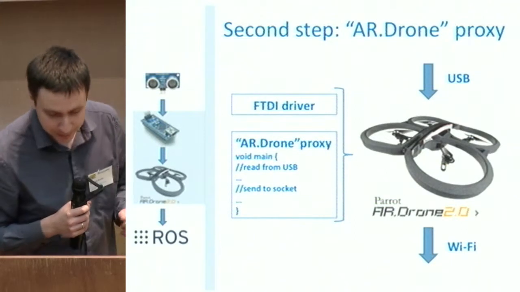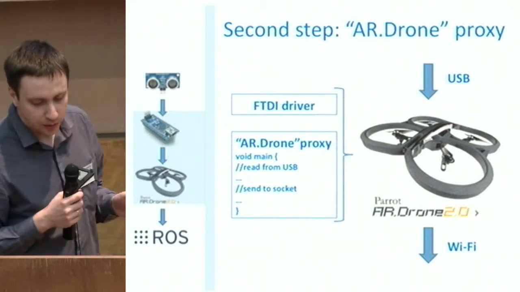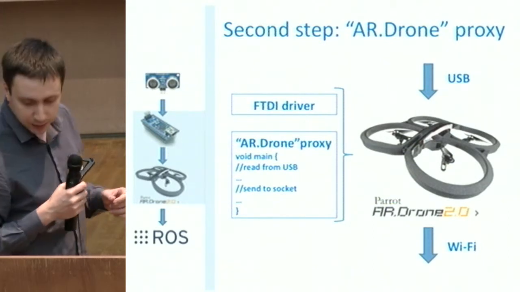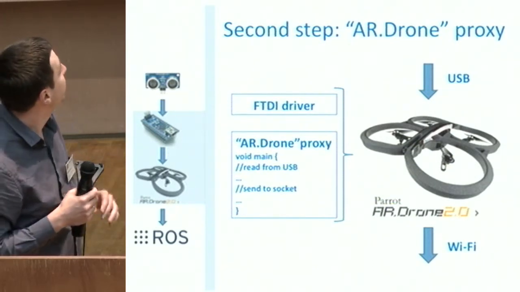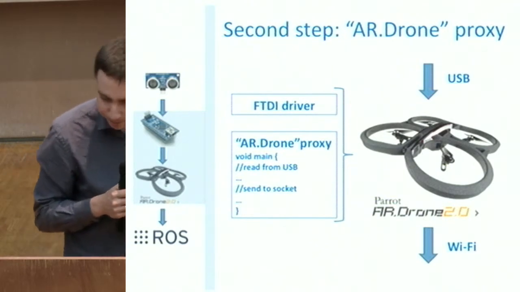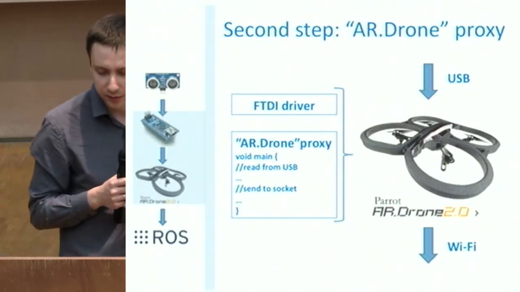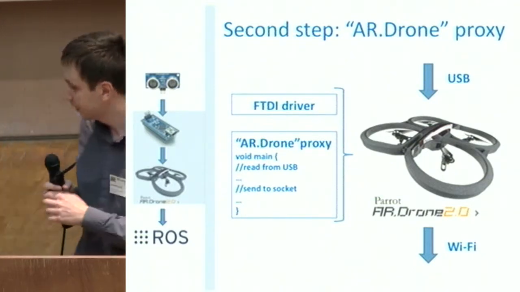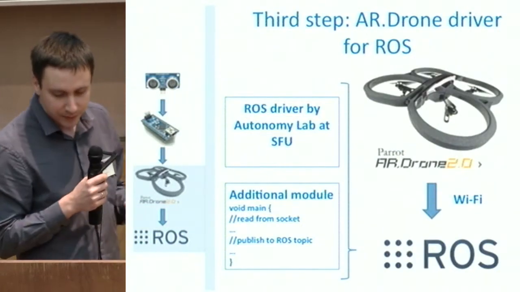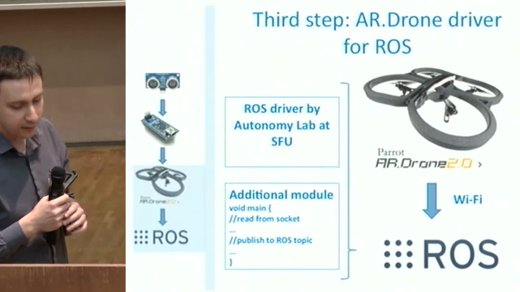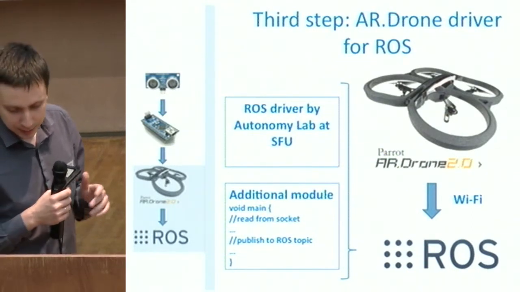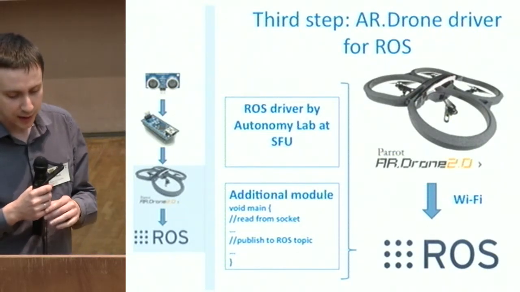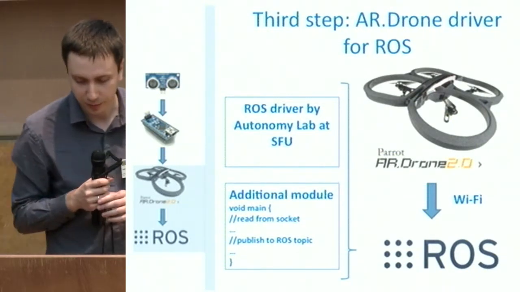Second, we connected the Arduino to our drone by onboard USB and developed a program that reads data from USB and sends it to a network socket. This program runs on the drone. Third, we took the ROS driver by Autonomy Lab and added a module that reads data from the socket and publishes it to a ROS topic.